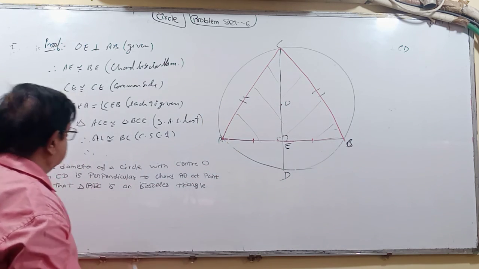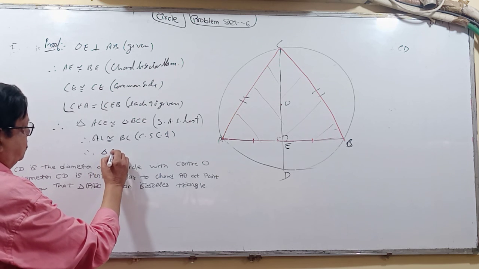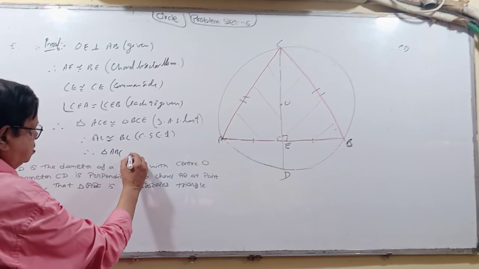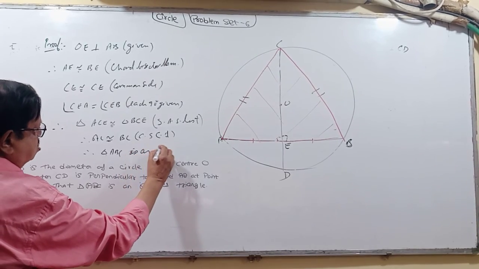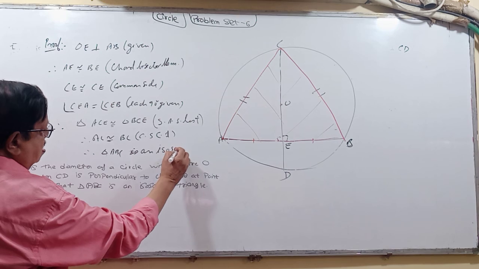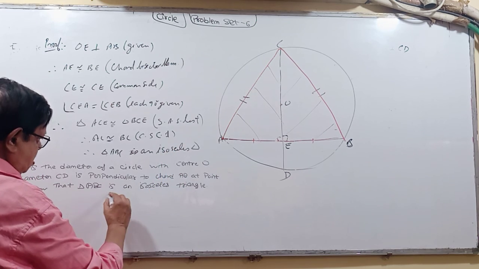Therefore, it's an isosceles triangle. Triangle ABC is isosceles. It's an isosceles.